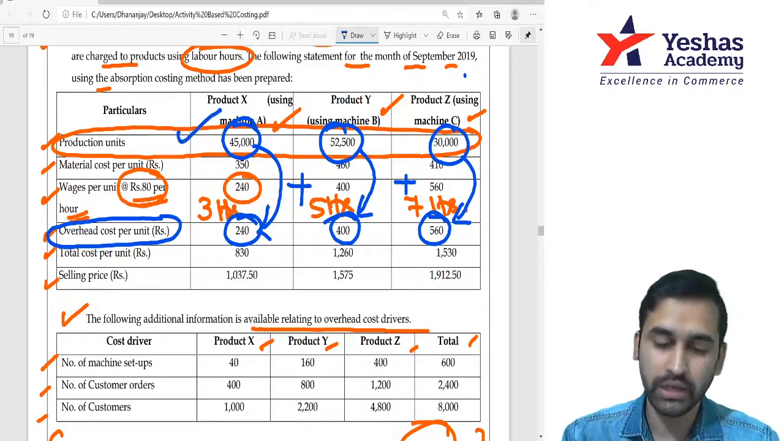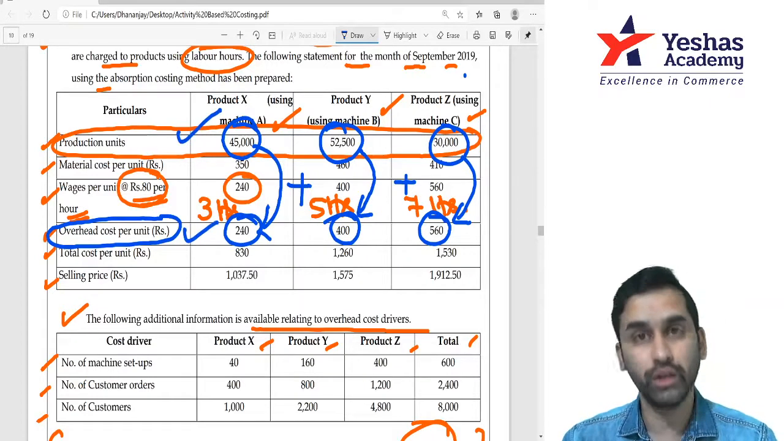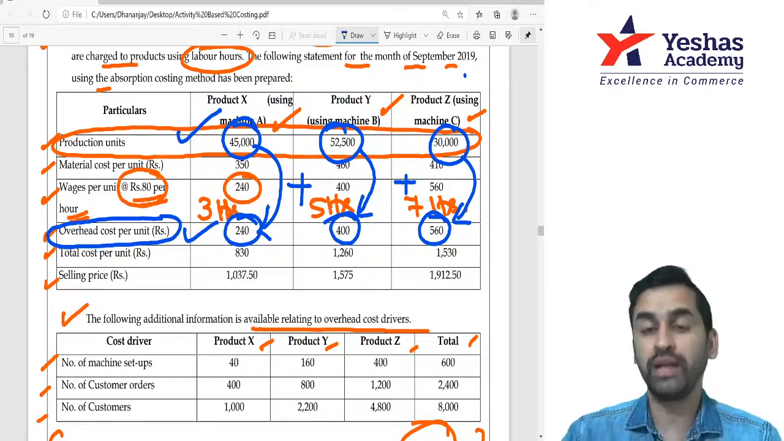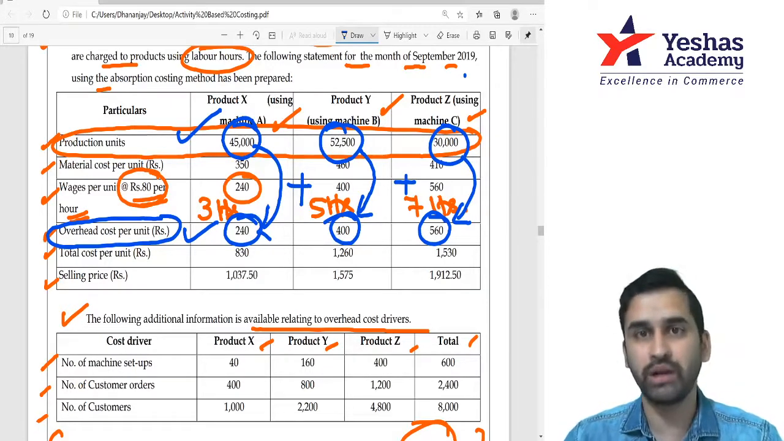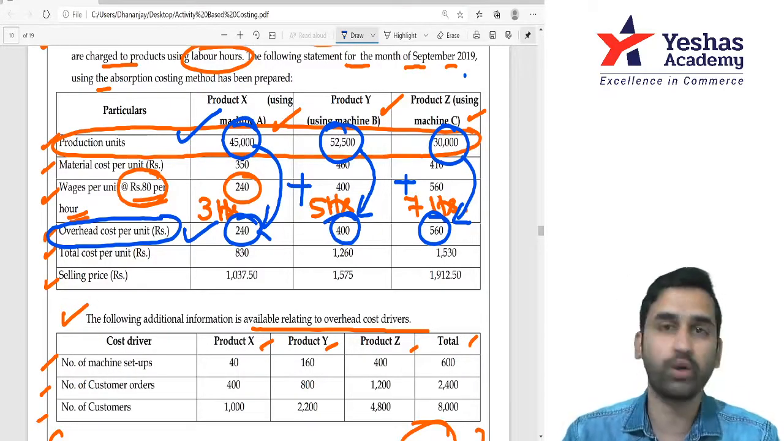Number of units into overhead cost per unit. Following, you will get overhead for product X, the same way product Y, the same way product Z. Add all the three, you get total overhead.